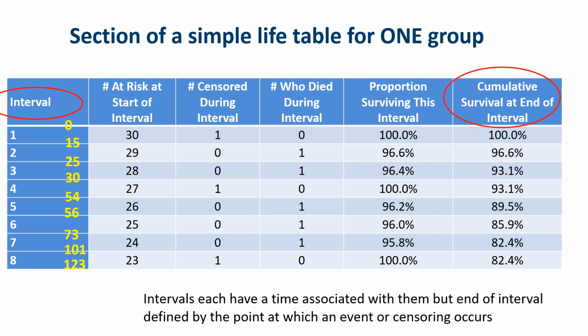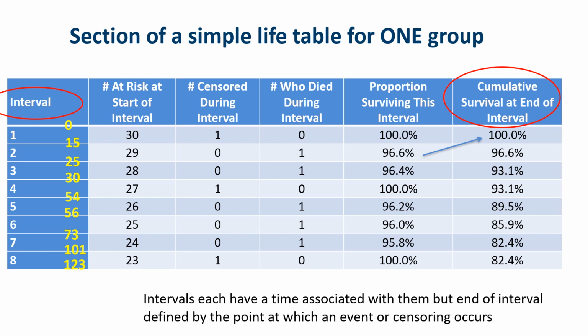And the two columns that you need to pay attention to are the first one, the interval column, with the times, and the cumulative survival. Those are the two columns of importance that we're going to use in a graph on the next column. Now, people struggle with this concept of cumulative survival.